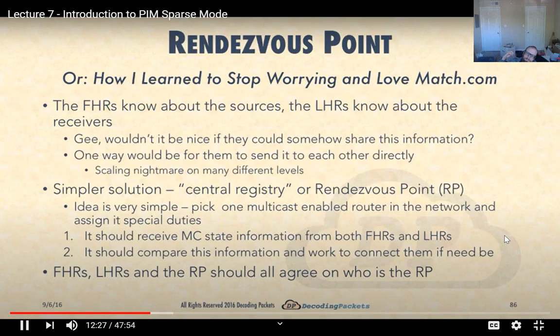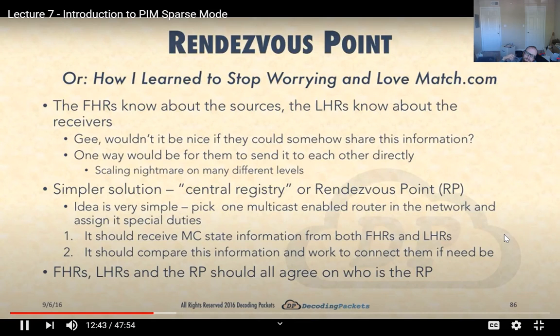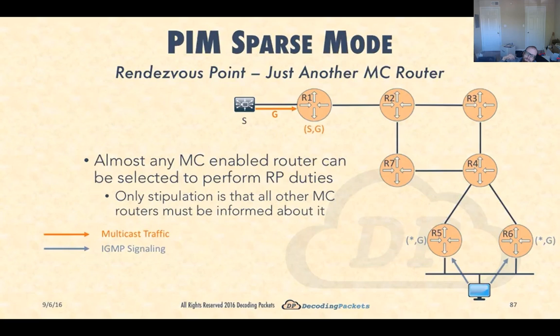Now the biggest, most important point here. The FHR, the LHR, and all of the other routers, including the RP, every single router in the domain must agree on who is the RP. Because if everyone has different ideas of the RP, now you have several different sets of registries, and then how do you connect? There are advanced concepts that we will touch on a little bit, but for the most part, all of them have to agree on the identity, the IP, of this RP.